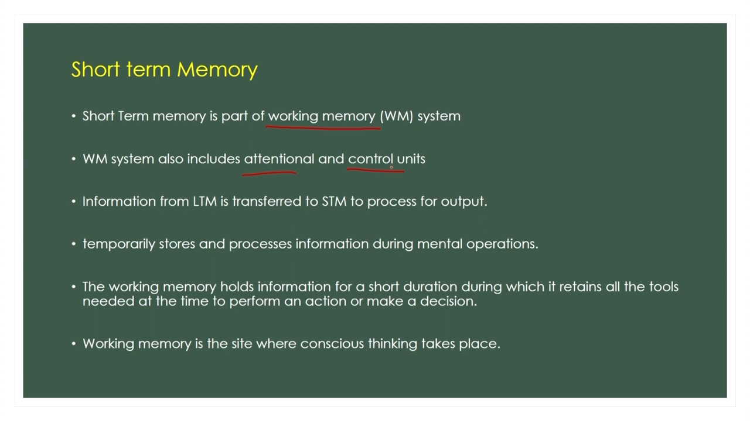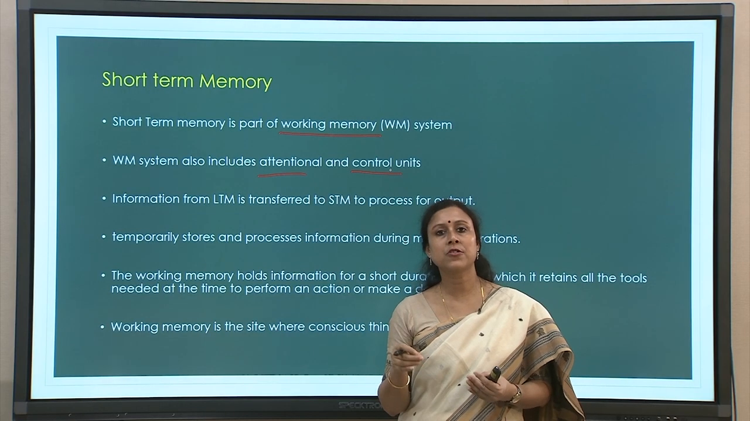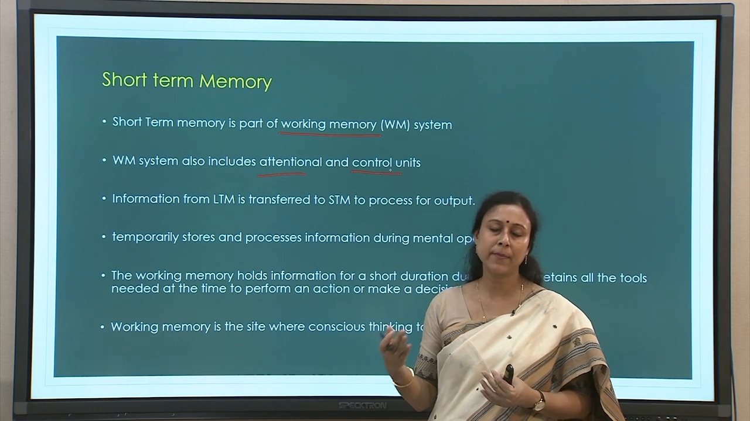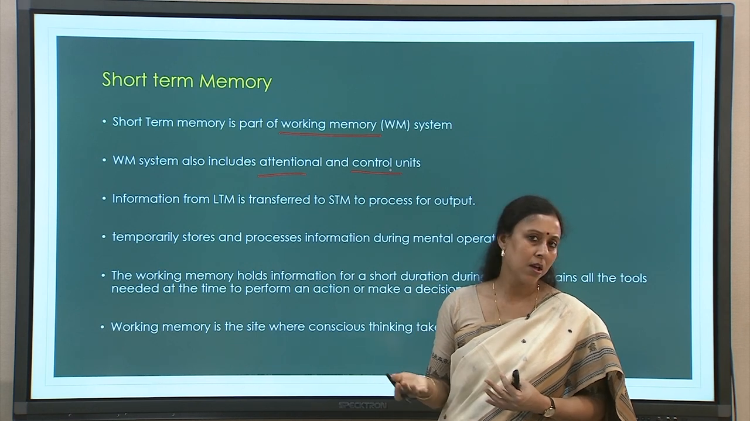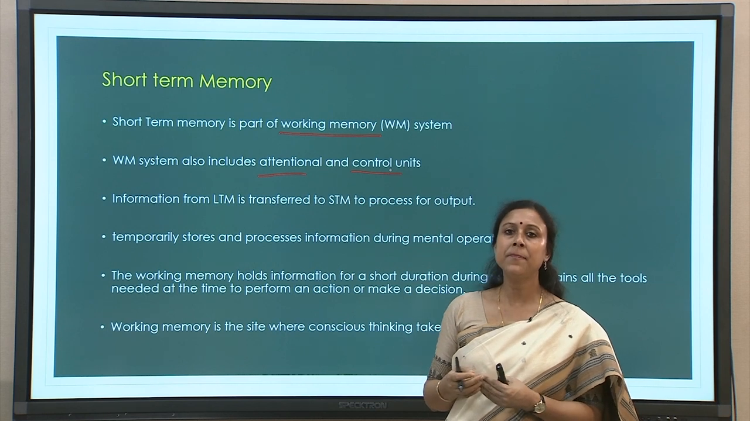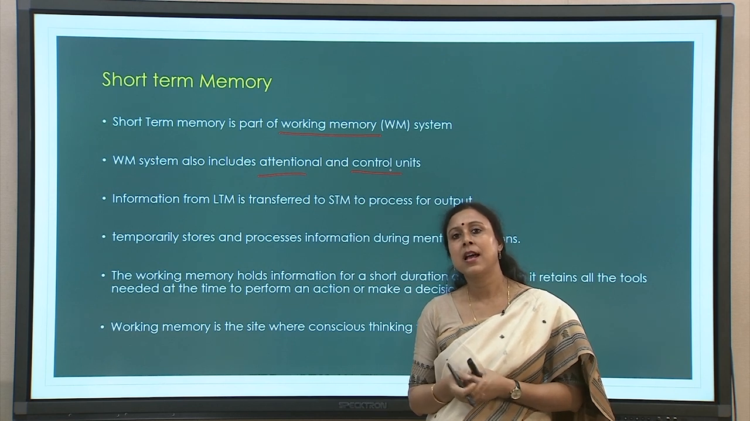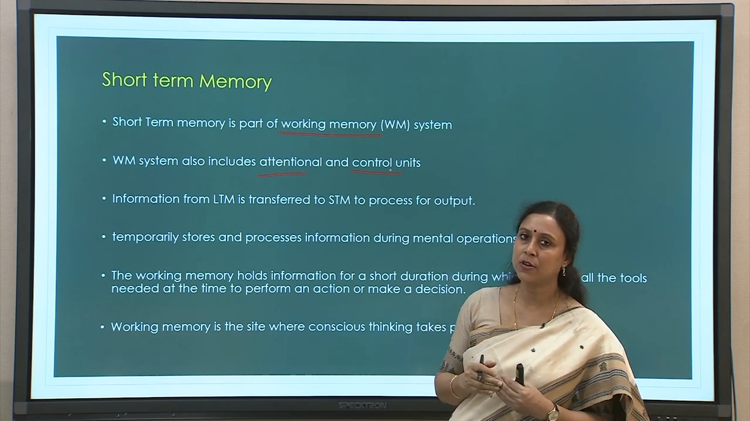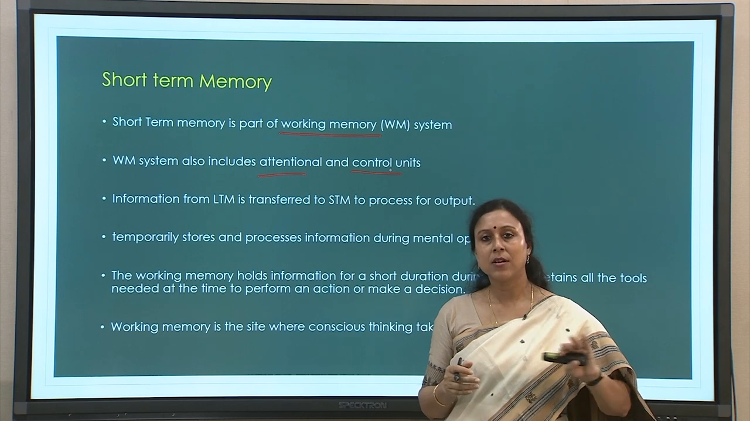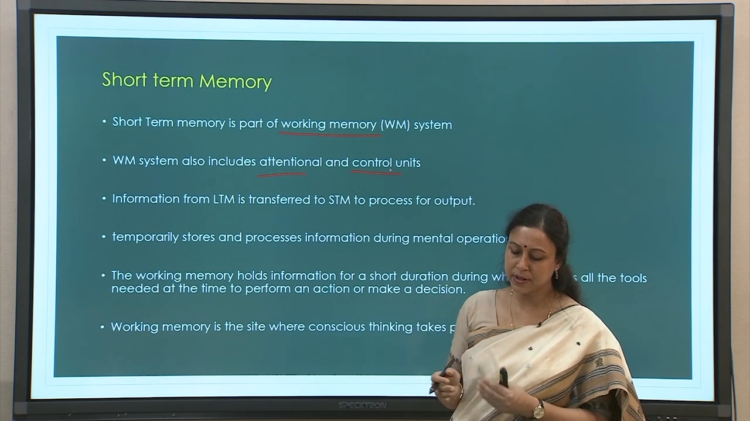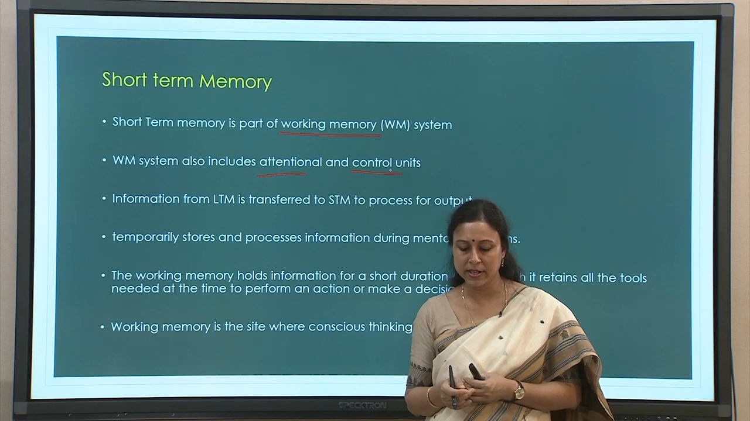This is what brings us to short-term memory, where information from long-term memory is transferred. It is something like a transit house. Information that is there in long-term memory is shifted to short-term memory to be processed given a particular kind of task or condition or context. Similarly, information that you are collecting through your sensory apparatus is initially stored in the short-term memory, and gradually shifted to long-term memory. That is what the short-term memory and long-term memory connection is.